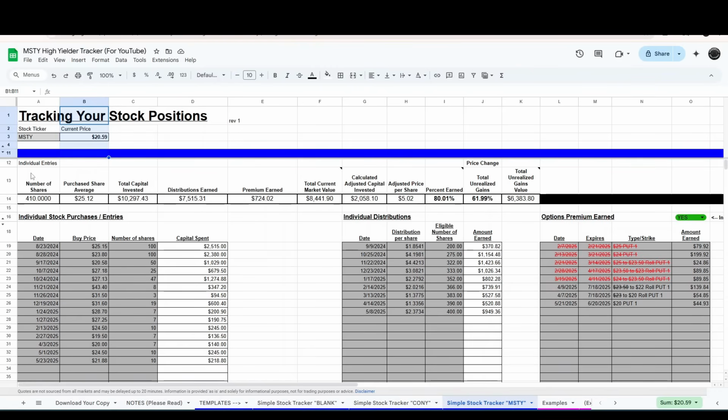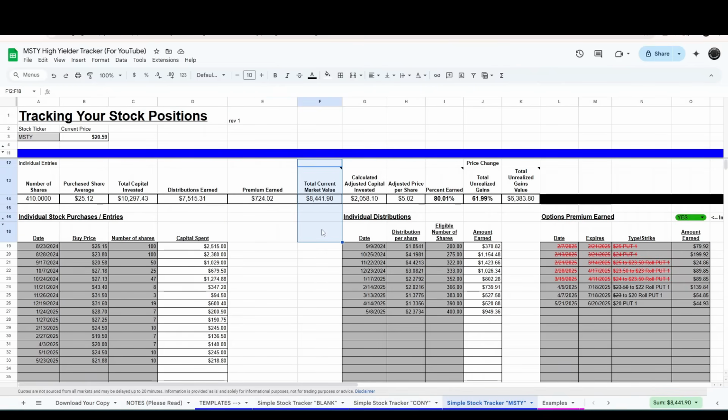As you can see here, I have a total of 410 shares with an average purchase price of $25.12. That's the average of those 410 shares at the amount that I spent, which is right here, $10,297. Now I have earned some distributions as we've been going along, a total of $7,500 in distributions, and I've earned some premium on MSTY, a total of $724 shown here.